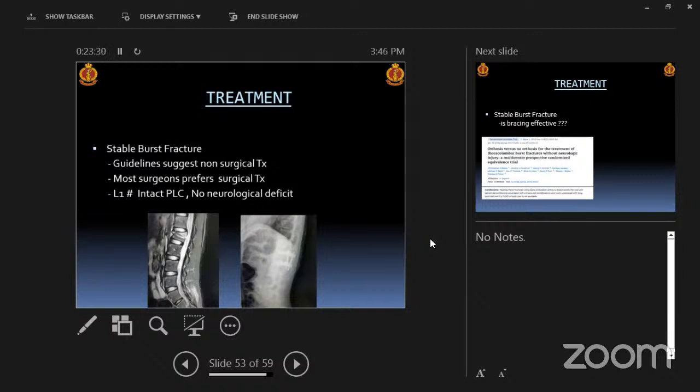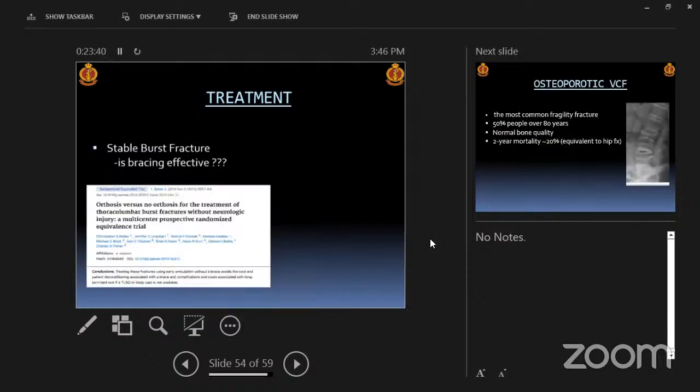Who has the burst fracture? The lumbar fracture is the most common. Axial load, so who has the burst fracture? Do you need to brace the stable burst fracture? All recommendations say you don't need to brace them.